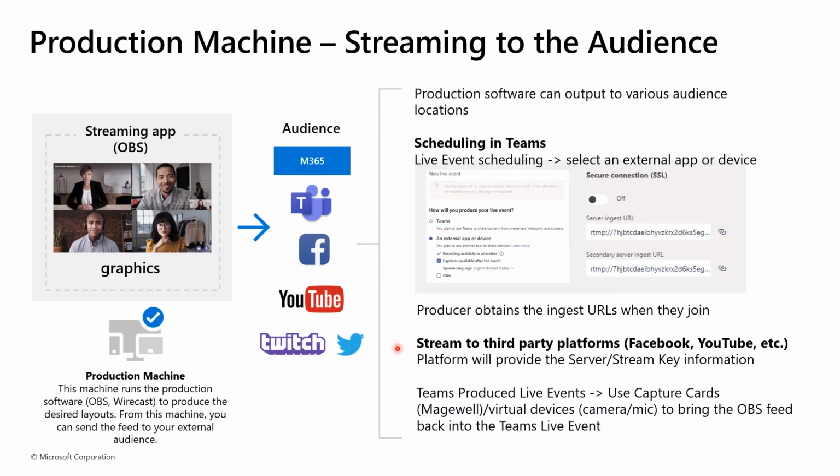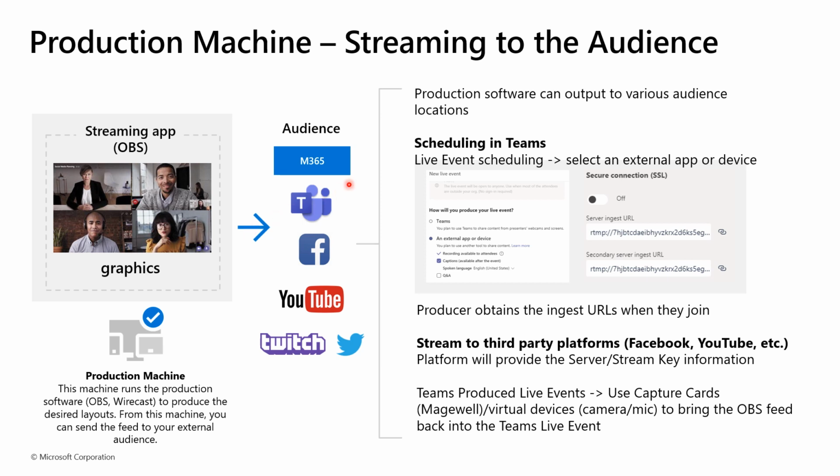The horsepower that handles this is done on our production system, which is running, in this case, in my example, OBS. This runs your application. This is where you do all the heavy lifting. This is where you do all the changing of scenes. And then this outputs via RTMP, and away you go.